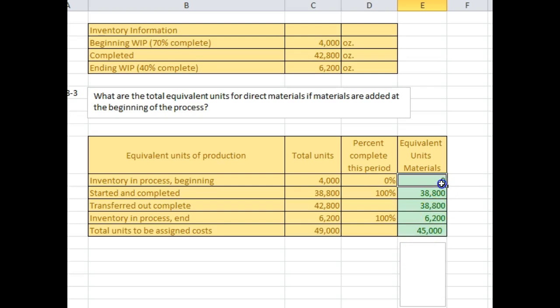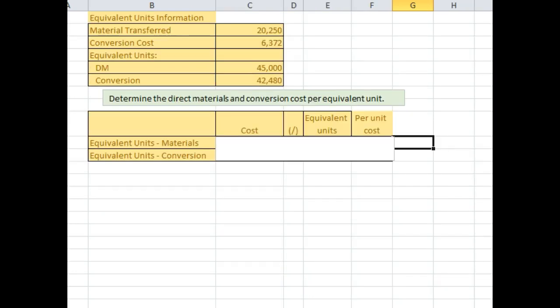So this already had all the amount in it. These we added, and this was what was left in inventory. These were started and completed. These were started but not completed. So our cost to be assigned would be 45,000. And now we're going to look at this: determine the direct material and conversion cost per equivalent unit.